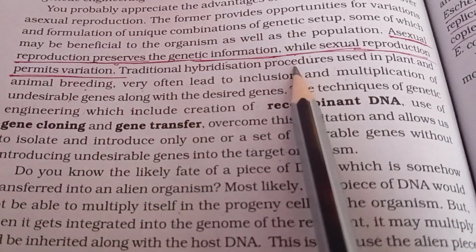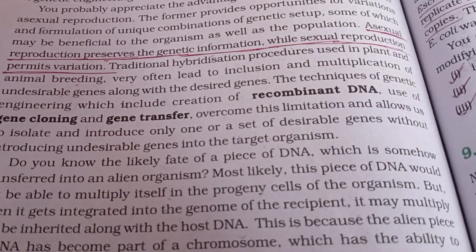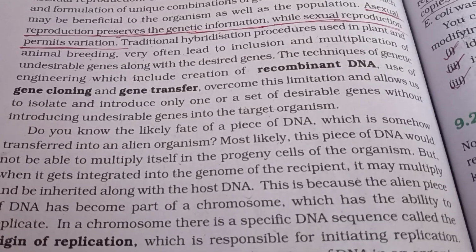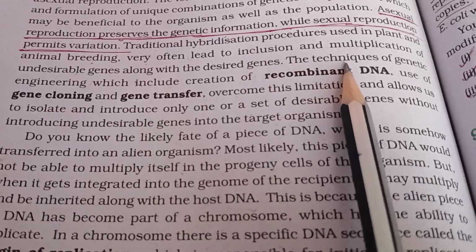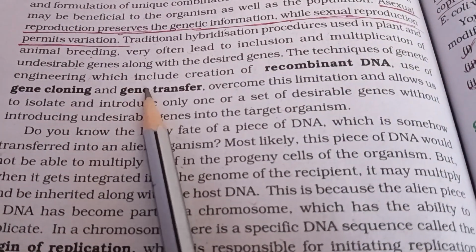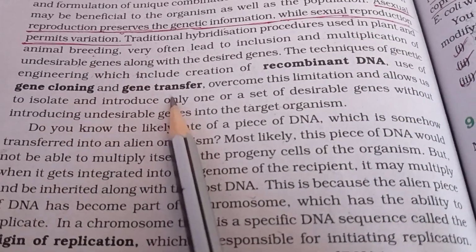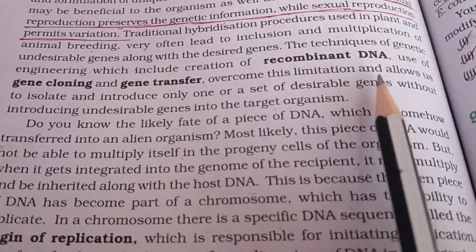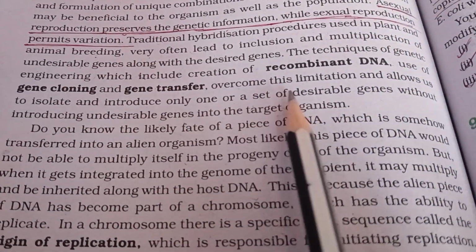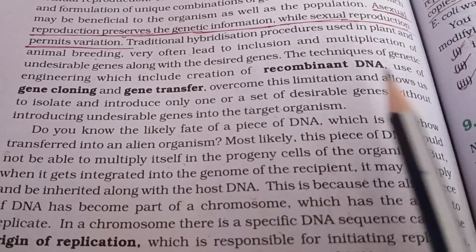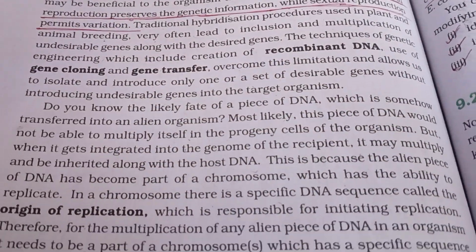Traditional hybridization procedures used in plant and animal breeding very often lead to inclusion and multiplication of undesirable genes along with the desired genes. The techniques of genetic engineering, which include creation of recombinant DNA, use of gene cloning and gene transfer, overcome this limitation and allow us to isolate and introduce only one or a set of desirable genes without introducing the undesirable genes into the target organism.